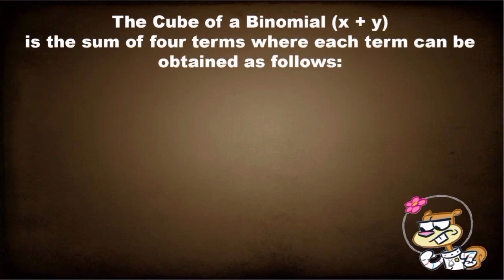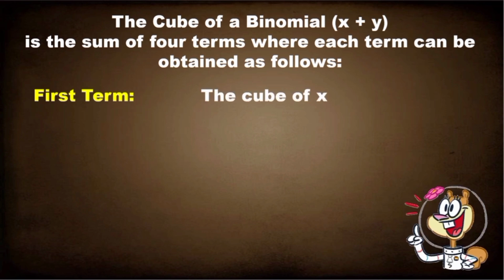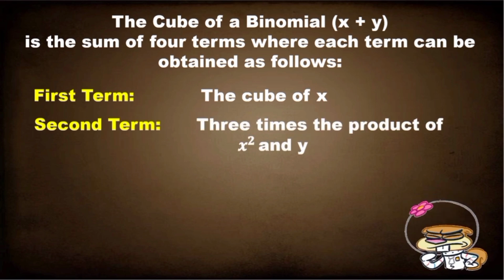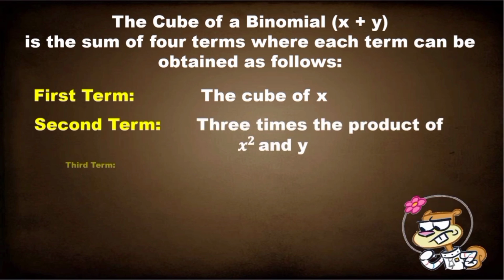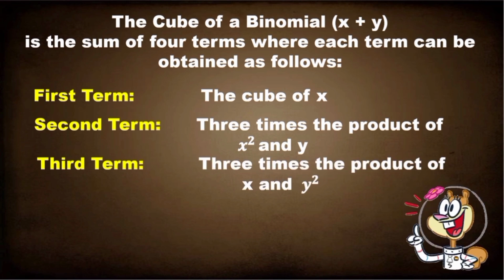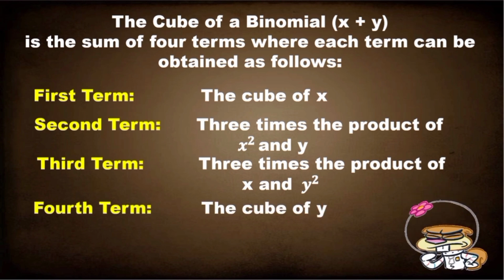The cube of a binomial x plus y is the sum of 4 terms where each term can be obtained as follows. For our first term, the cube of x. For our second term, 3 times the product of x squared and y. For the third term, 3 times the product of x and y squared. And for our fourth term, we have the cube of y.